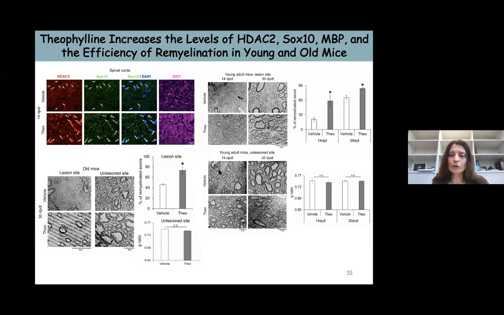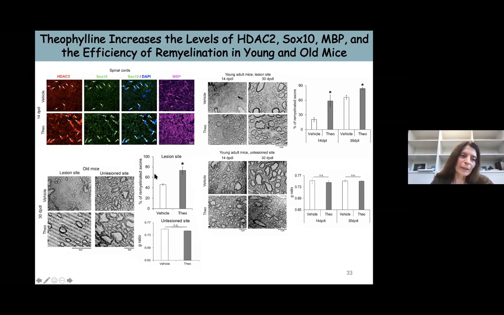Then we looked also in the same mice in the unlesioned site to see whether theophylline has an effect on unlesioned regions of the spinal cord. We calculated the G ratio, so the thickness of myelin, and we could not see any effect. So theophylline doesn't increase the myelin thickness outside of the lesion. It's only in the cells that remyelinate that we have the effect.